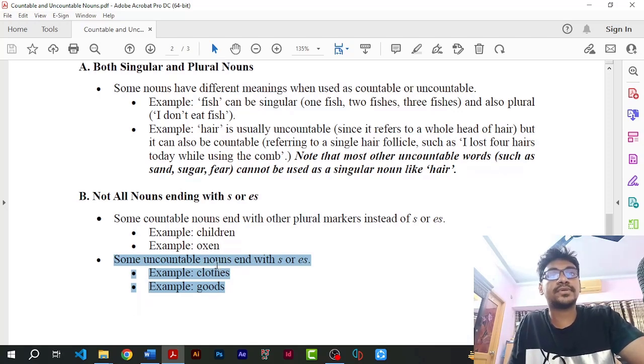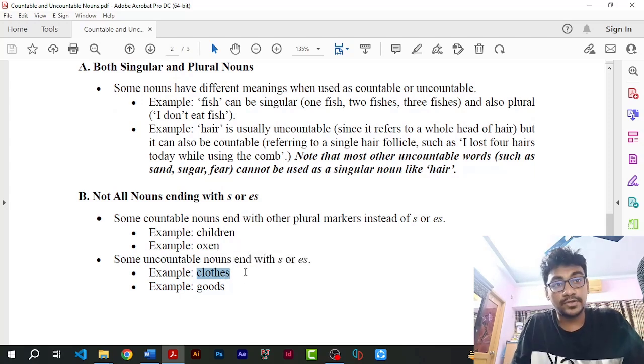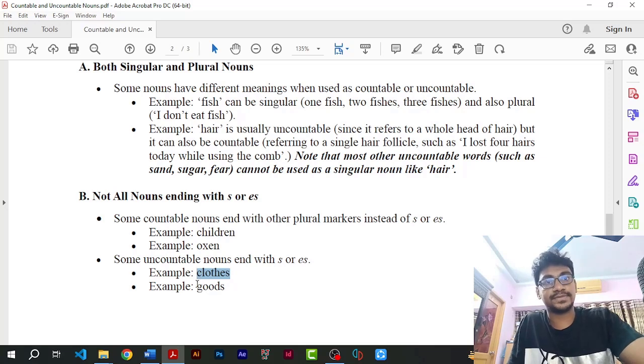However, what about clothes? It has the es in it. Is the word clothes singular? Like there is one clothes. I have one clothes. No. Clothes is actually a plural. Okay, so there are a lot of clothes.